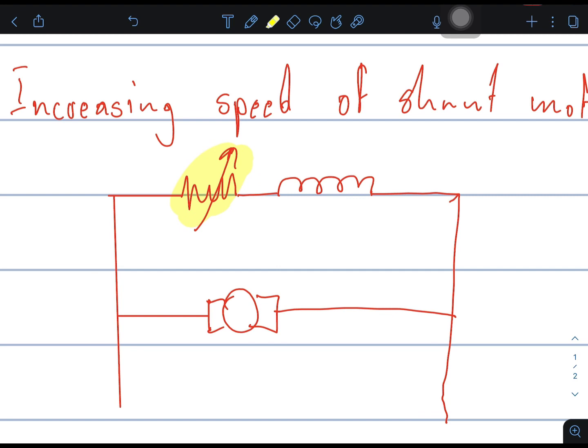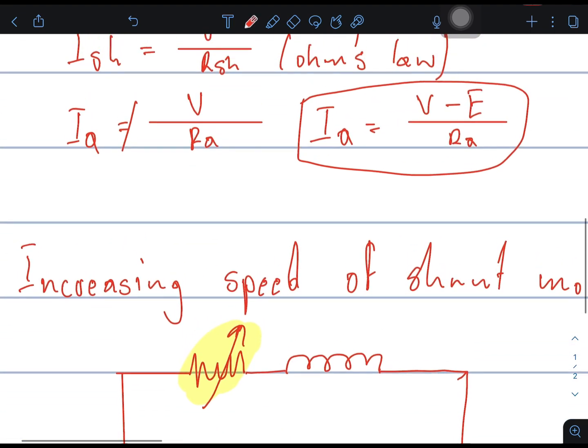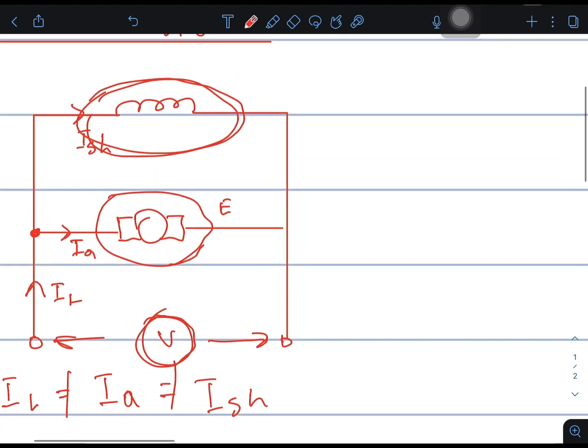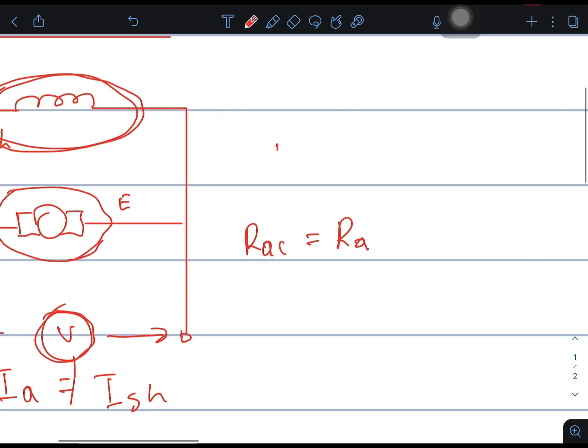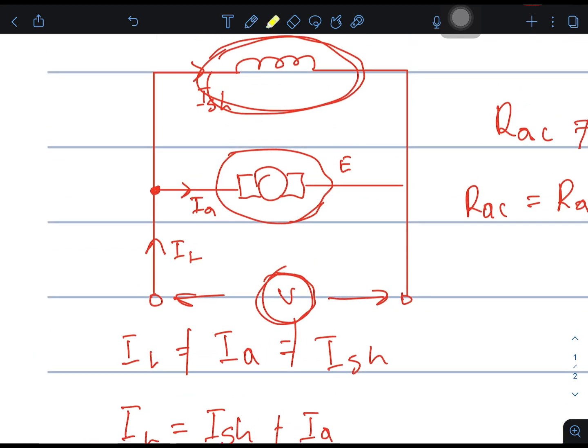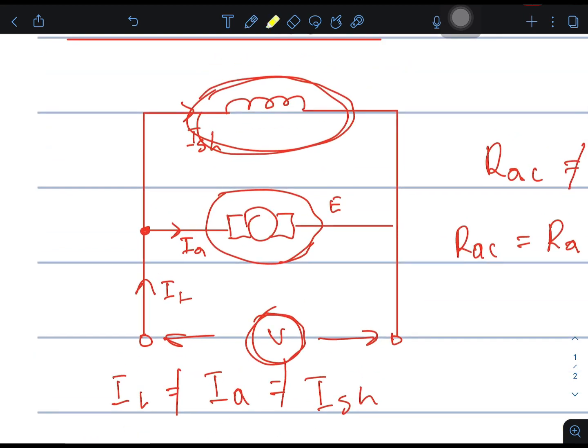Okay, before I continue with this, I would just want to go back a bit, ndilibele nje ucacisa le nto. Apha guys, kwi-shunt motor, RAC, armature circuit resistance, is equal to RA. It is not equal to R shunt plus RA. This one is wrong. Why? Because field winding ayikho part of the armature circuit.